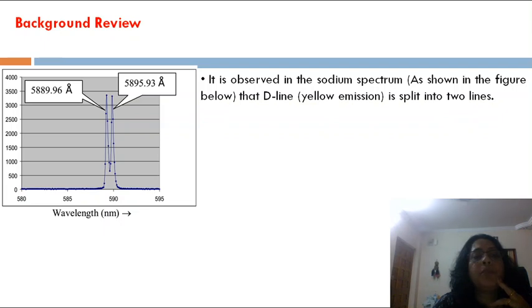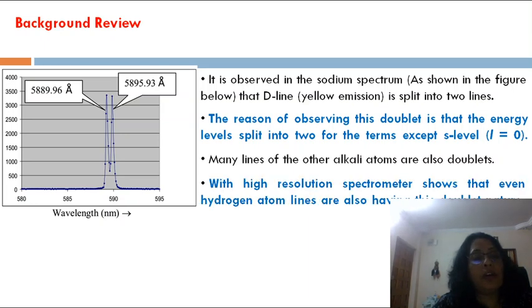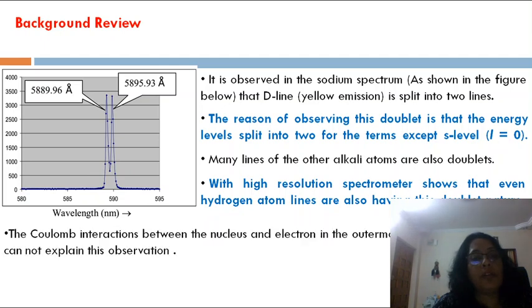Mostly this splitting is observed in all types of systems, not only single electron or double electron systems. In hydrogen also, if we observe with a high resolution spectrometer, we can observe the doublet in the hydrogen spectra. This occurs for all types of transitions except S equal to 0. In most multi-electron atomic systems, this splitting is observed. But why is this splitting originated?